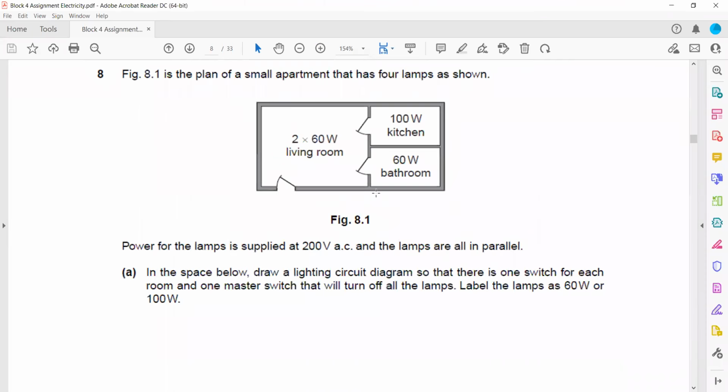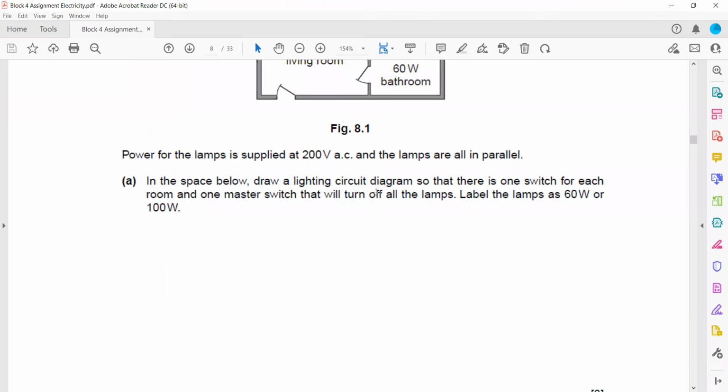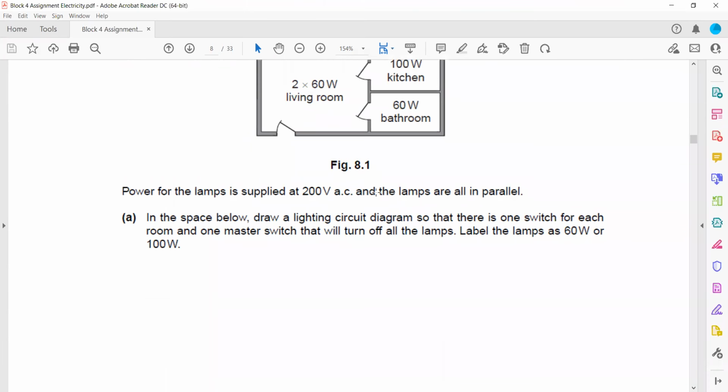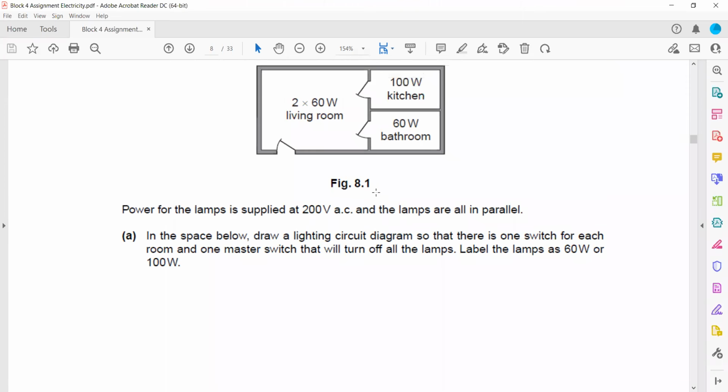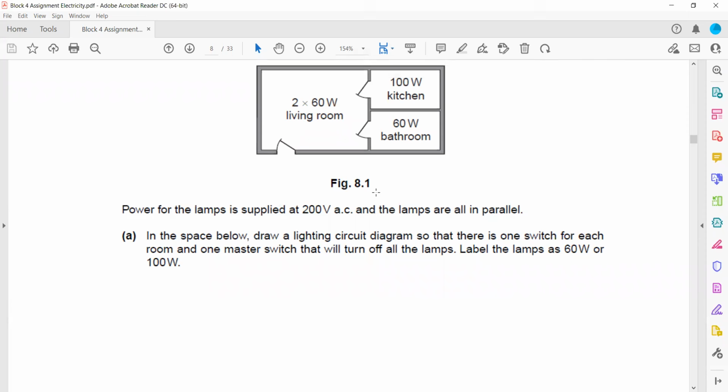So figure 8.1 is a plan of a small apartment that has 4 lamps. The power of the lamps is supplied at 200 volt AC and the lamps are all in parallel. In the space below, draw a lighting circuit so that there is one switch for each room and one master switch that will turn on and off all the lamps. And label the lamps as 60 watt and 100 watt.